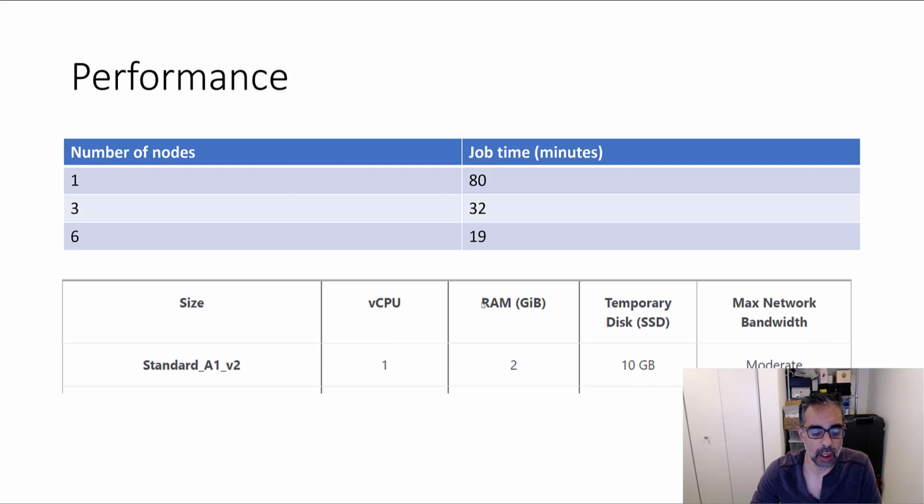And then here you can see the specs for the virtual machines that were being used. 1 vCPU, 2 gigabytes of RAM, moderate network bandwidth, and 10 gig temporary SSD. And so even with this kind of minimal configuration, it's still pretty good. So you could say if you expand to 10 nodes, you could probably do it in about 5 minutes or so.